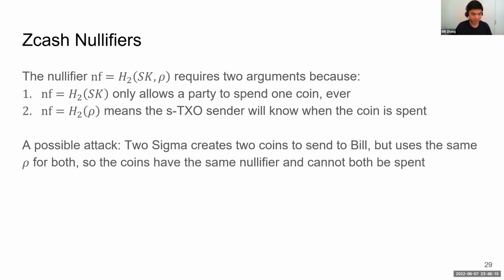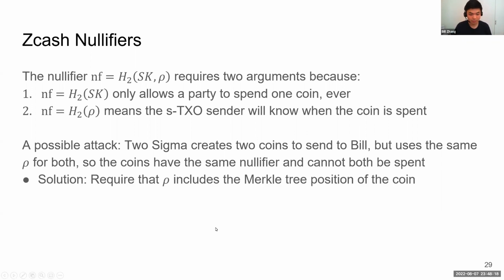So what's the solution to this attack? The solution here is we could add a requirement to our SNARK: that our randomness rho is generated using the Merkle tree position of that coin. It can be as simple as appending the Merkle tree position of the coin to the end of that string rho. That string rho is like a random string. We append the tree position of the coin to the end of rho. And that way we ensure that every rho that is generated is unique to the coin.